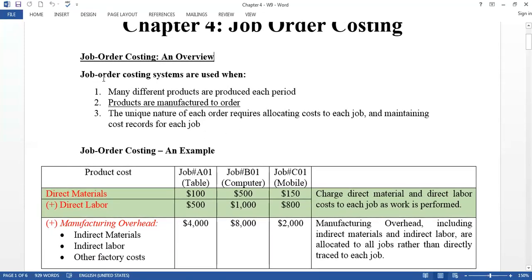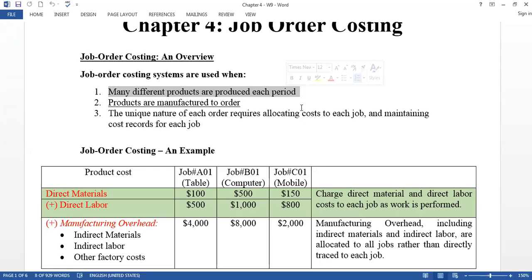First, the job order costing system is used when many different products are produced in each period. So assume that this is a factory room, and here we are producing different products. For example, you produce tables, some other people produce computers, and some other people produce mobiles. So they are different products, right? Different products produced in each period, and this is a factory. Do you understand? Now, as it is called job order costing, we should receive the job order first.